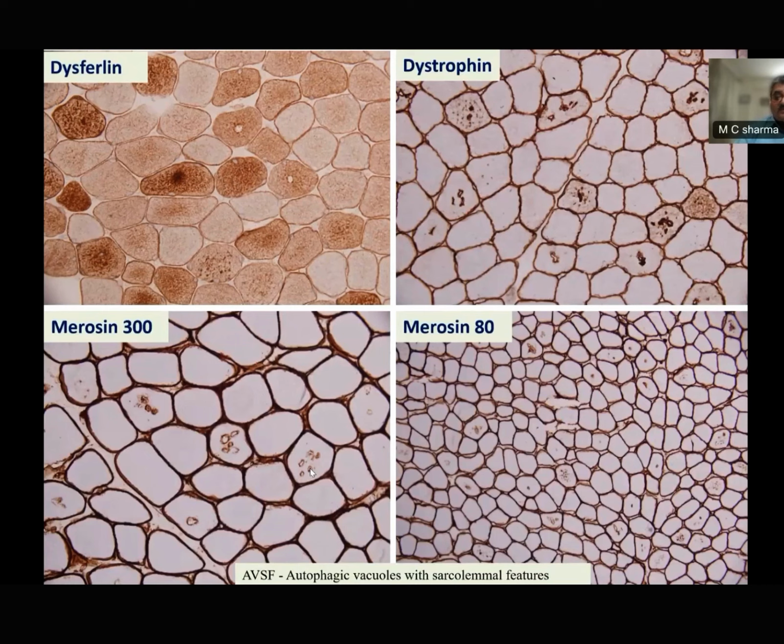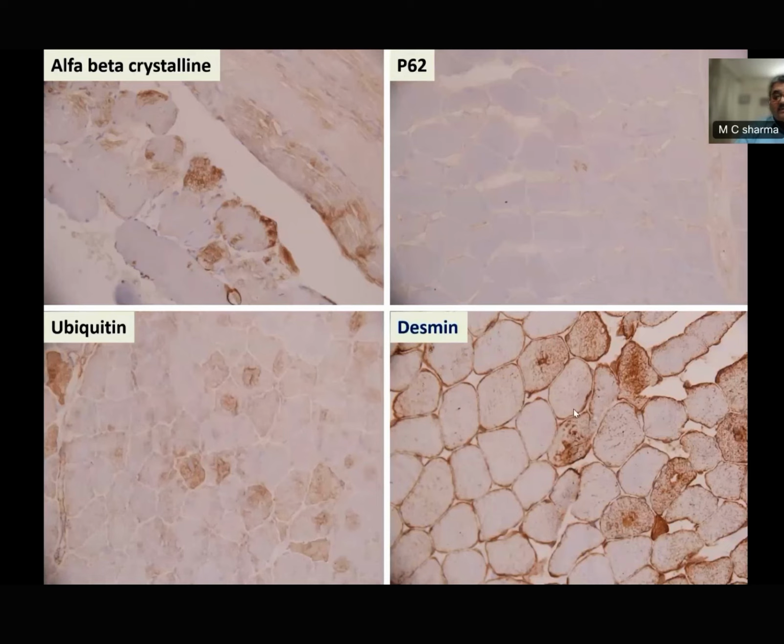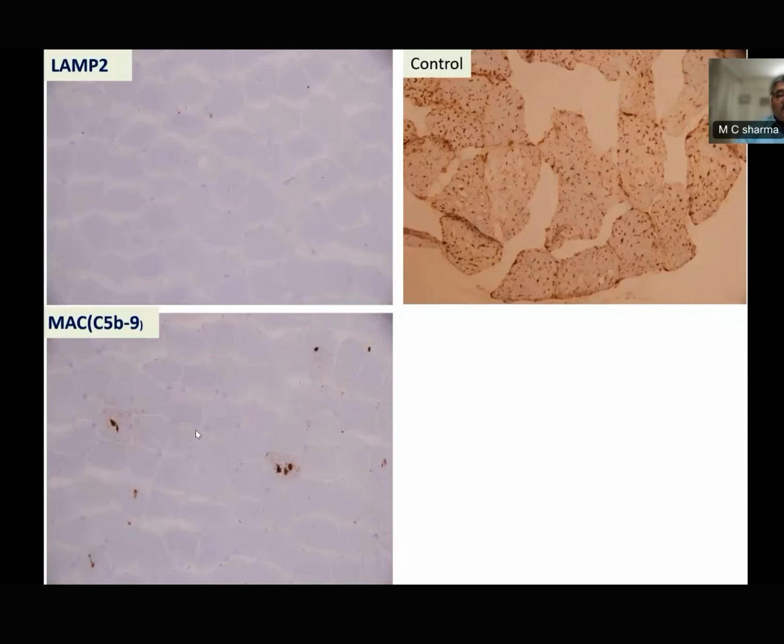So actually, these are autophagic vacuoles with sarcolemmal features, what we call, and these are non-specific accumulations of some proteins, desmin, ubiquitin, and so on. The membrane attack complex, activated complement, is deposited on these fibers. And when we did the LAMP2 immunohistochemistry, lysosomal membrane protein 2, the control is normal. How it stains the lysosomes, it is absent here.